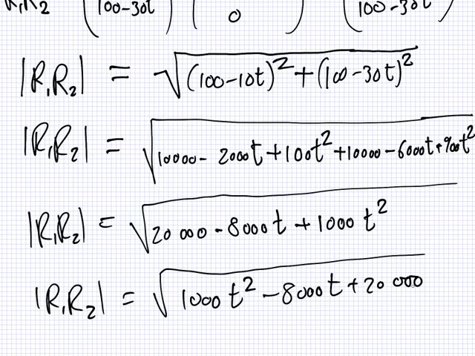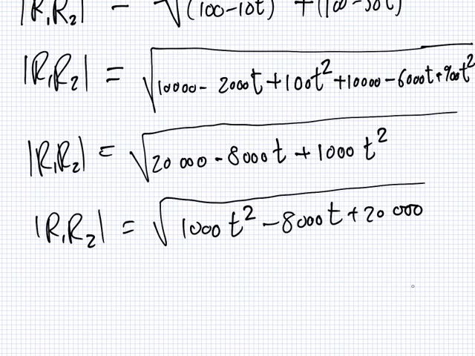Now, 1 second later, I'll tell you the distance. If t is 1, they are 114 meters apart. So they start off 141, and then 1 second later they're 114 apart. So they're getting closer. How can we find the minimum distance? Look up, put the calculator down. I'll call the distance between them capital D.